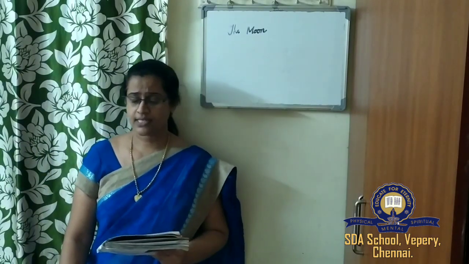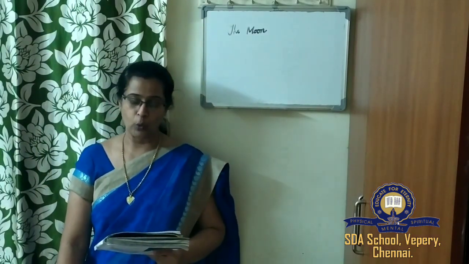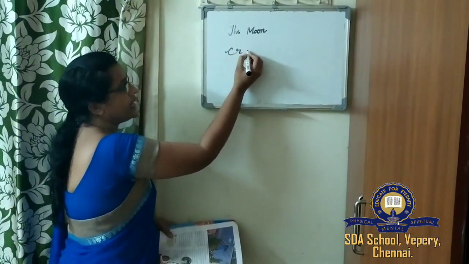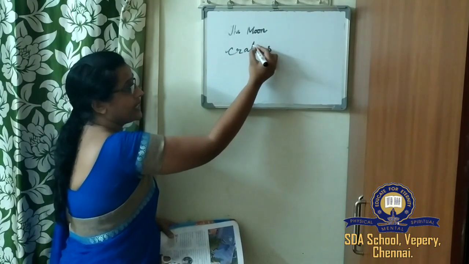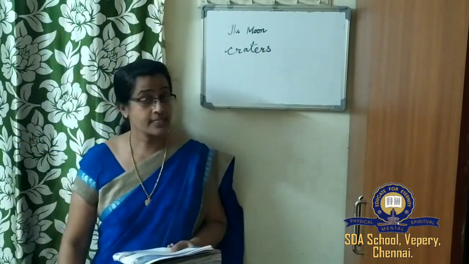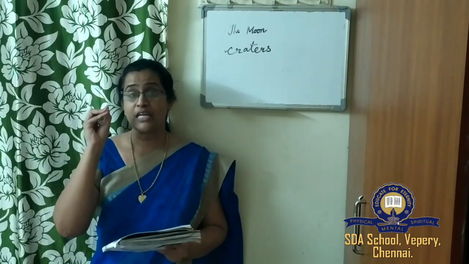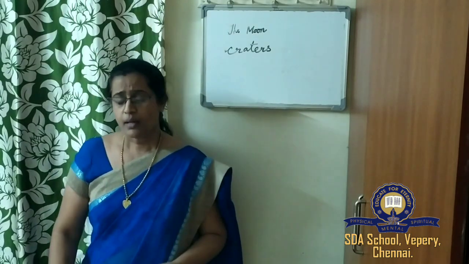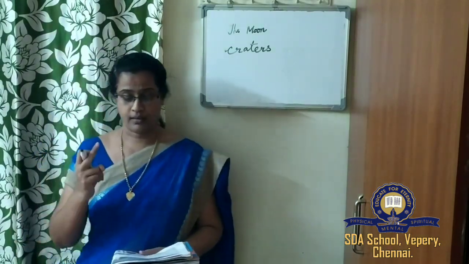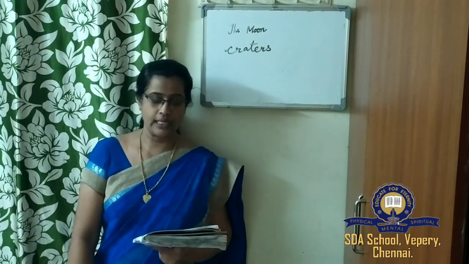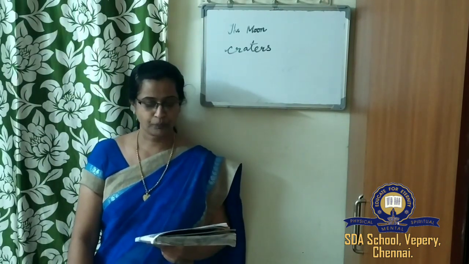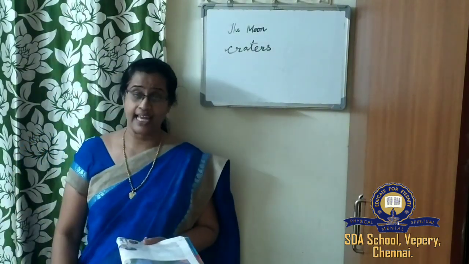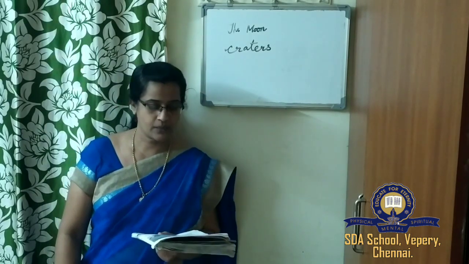The moon's surface has many big holes called craters. Spelling is C-R-A-T-E-R-S, craters. The moon moves around the earth. It is the Earth's natural satellite. Just as a planet moves around the sun, a satellite moves around the planet.